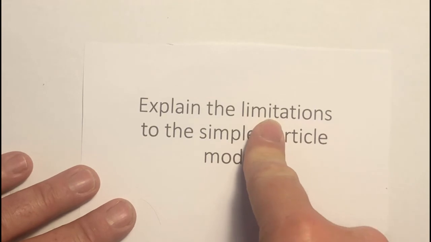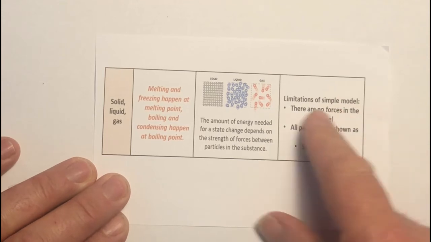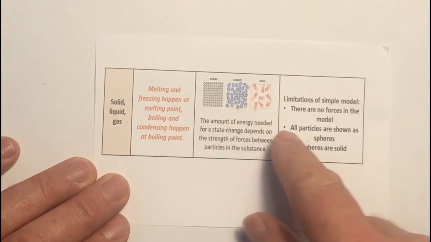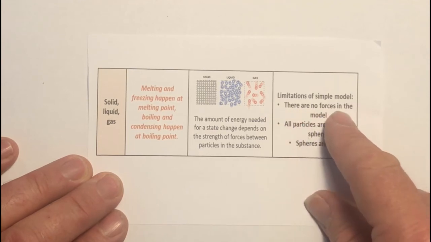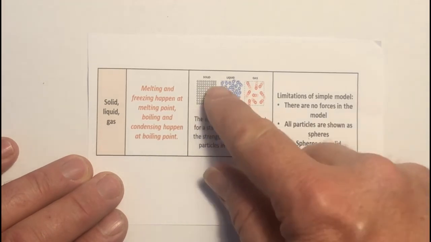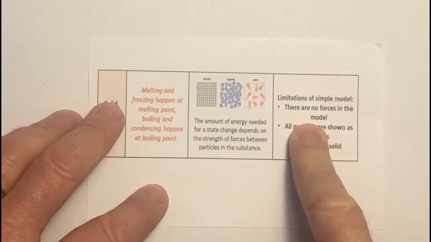The limitations means the problems with it. How is that simple particle model that we talked about there not really correct? The limitations of the simple model, your solid, your liquid and your gas with all the little particles, is that what you should actually have on there is forces. On these there are no force diagrams, no force arrows, because what's actually happening is between all the particles there are forces. That is one of the limitations.